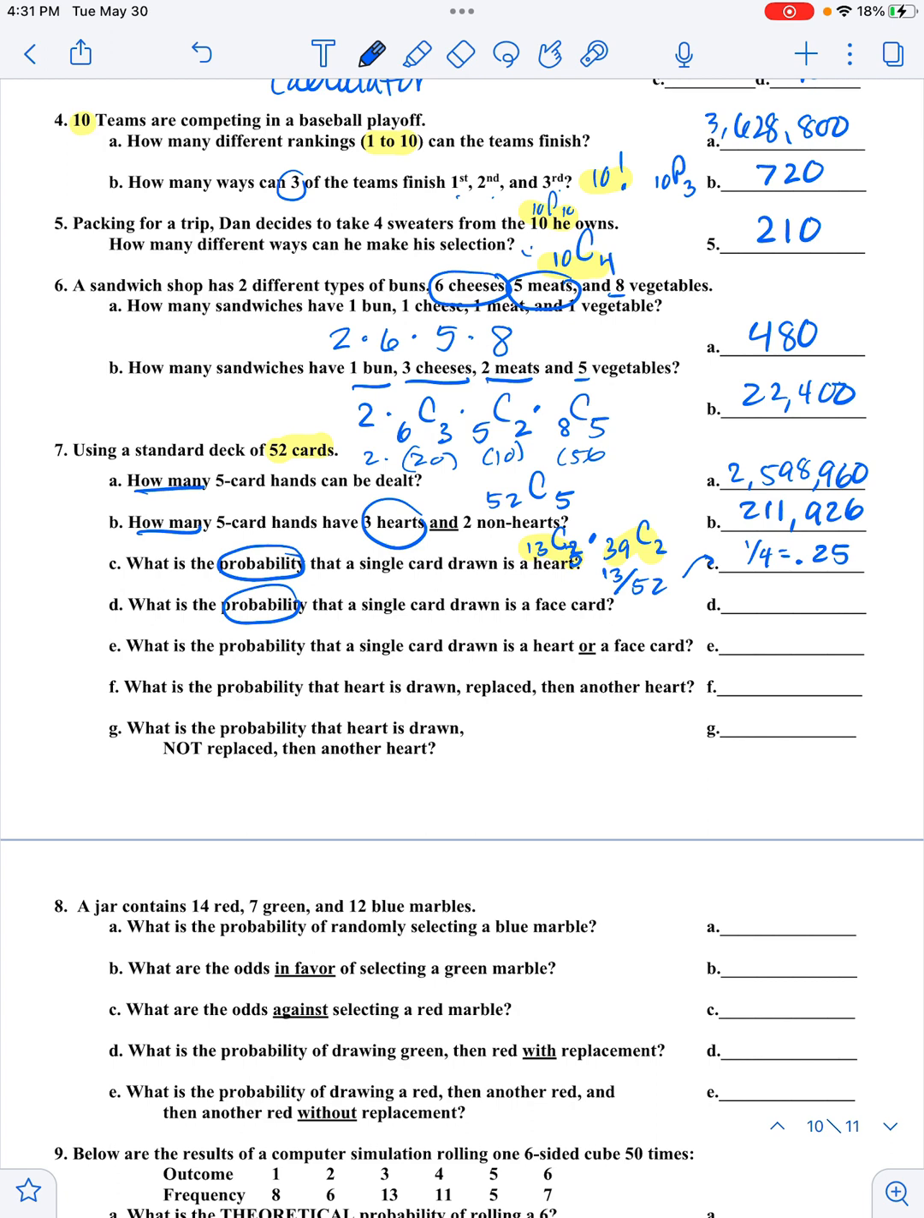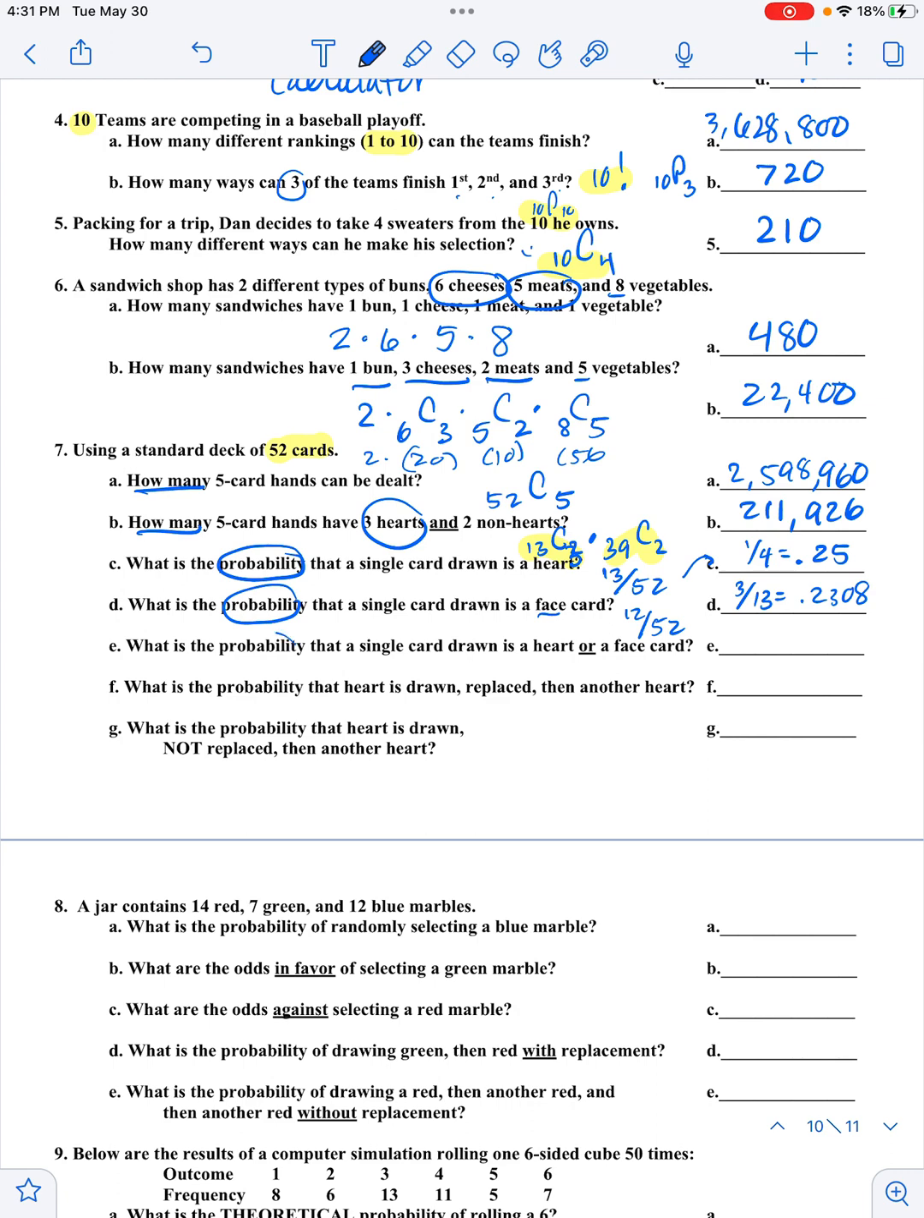Again, probability that a single card is a face card. So there's 12 out of 52 that are face cards. So I'm just reducing that fraction. I kind of feel like most of you don't do it as fractions, but you could have 3/13, or what did I get as a decimal? 0.2308.